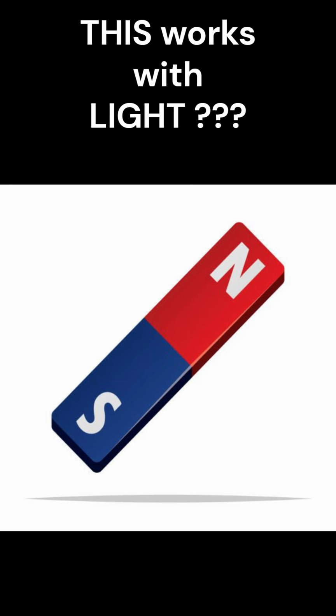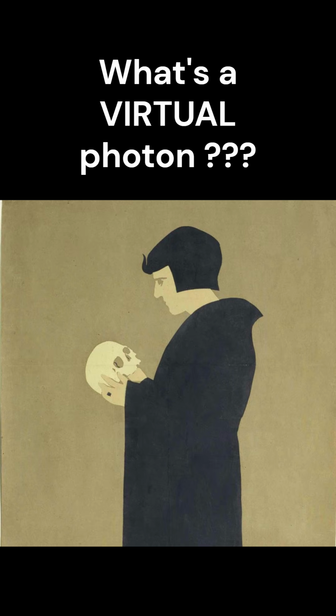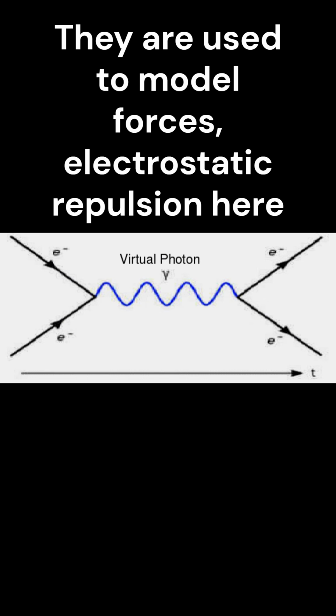Turns out magnets are based on photons. Yes, that's right. Photons, the same particles that light is made of. Well, in fact, not real photons. Magnetic fields are based on virtual photons. That is, photons that are very short-lived.